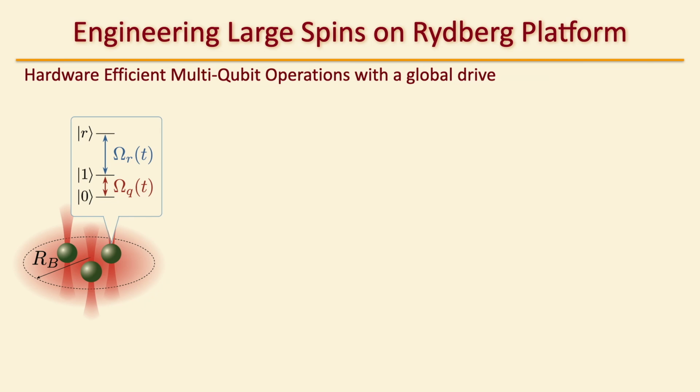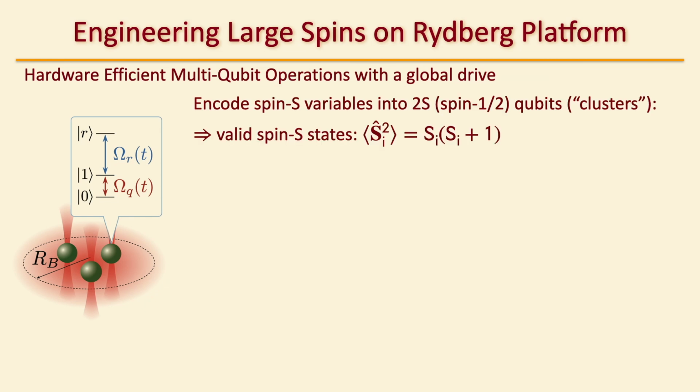So our high spins, we just say any spin S variable we encode into 2S qubits. We call this a cluster. And these clusters we can a priori assume to be within one Rydberg radius. So the Rydberg radius is the radius below which we have this blockade that I just explained to you.